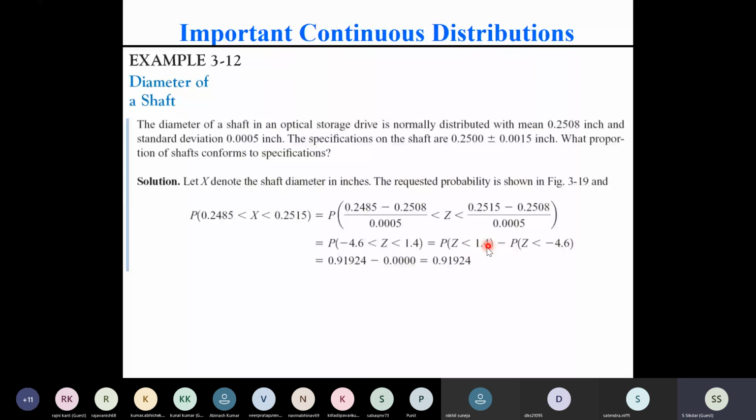So you have to pick up this z value and look into the probability, the area, and it is another area. So if you just subtract one from the other, then you get this thing. So you'll be able to say that here it says 91.92% conforms to this specification.